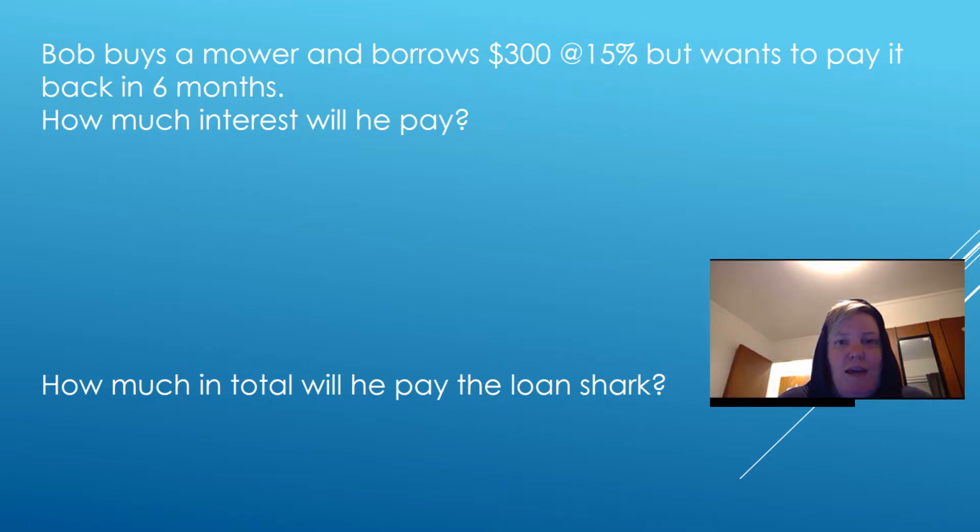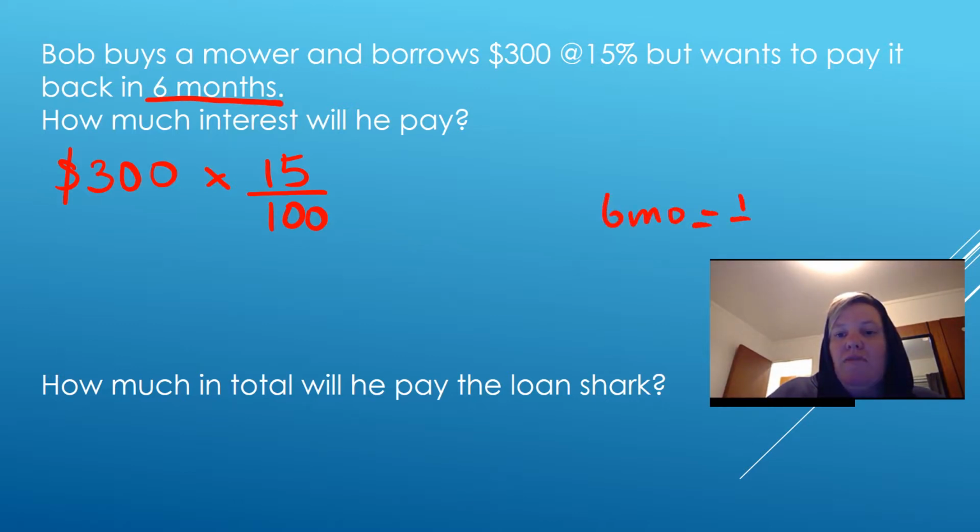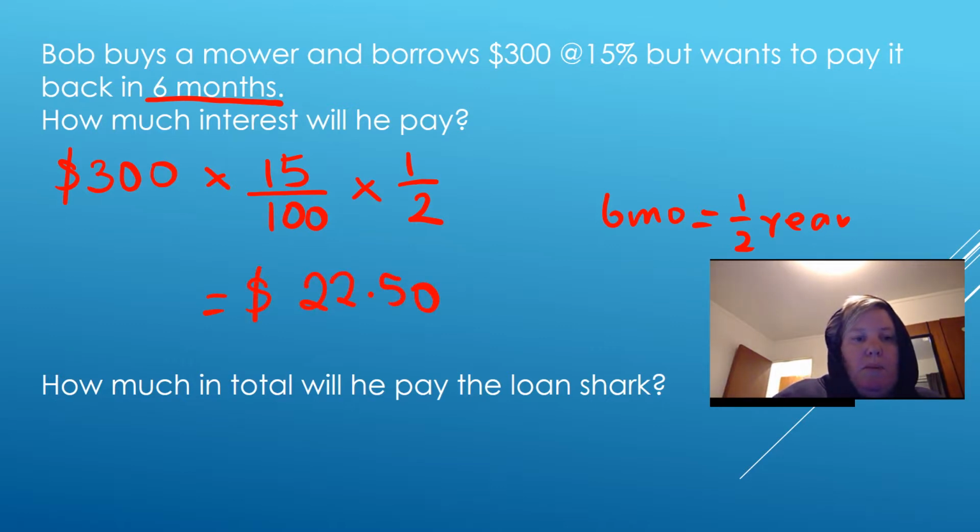Now, his mate Bob is buying the same mower at the same percentage, but he's going to work really hard and pay it back in 6 months. So this is where the time factor is going to come in. This time I'm going to do the $300 times the 15%. But instead of paying a year, he's paying 6 months. Now I know that 6 months equals half a year. So I'm also going to times this by a half because it's half a year. Let's run that through. Good-o, and that tells me he's only going to pay interest of $22.50. So by paying it back in half the time, Bob's actually saved some money. It's only going to cost Bob $322.50 for the same mower.